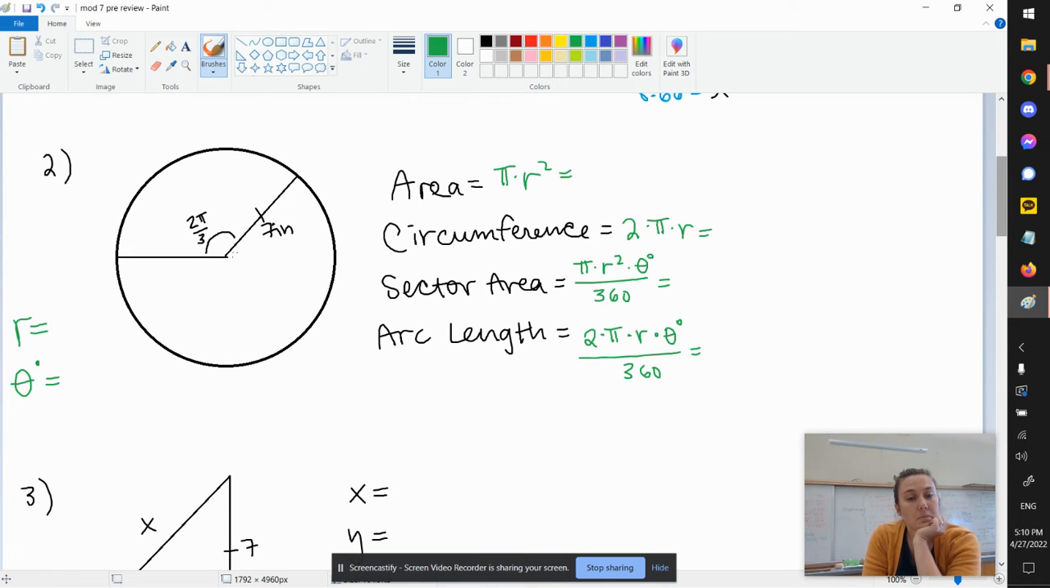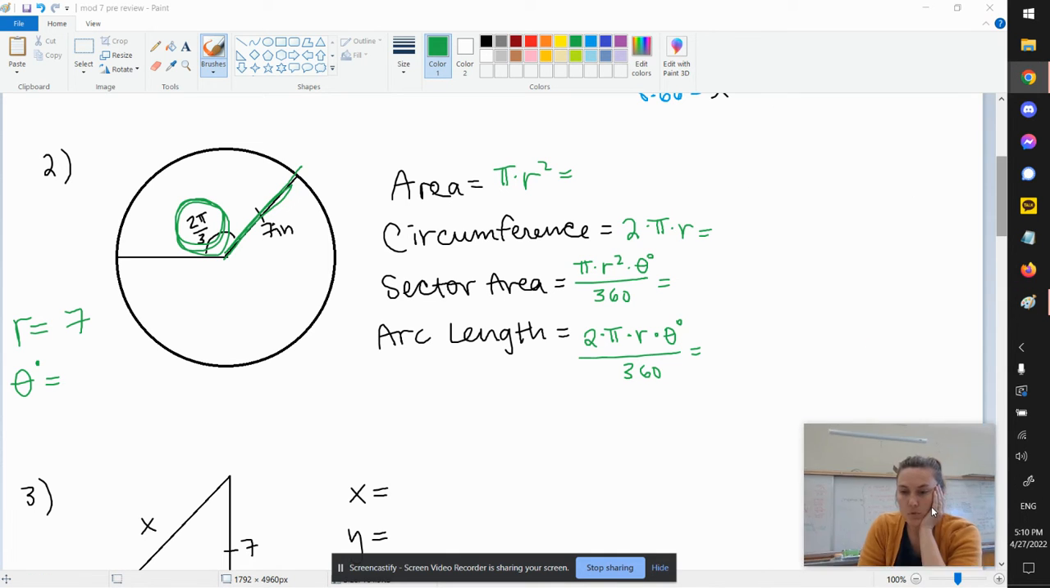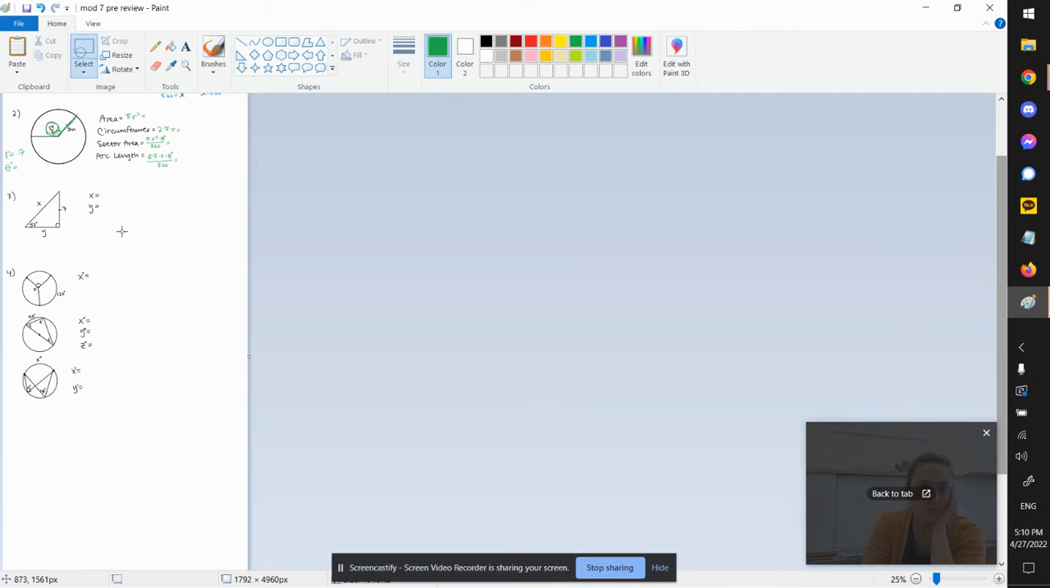Our radius here is 7. It told us our radius was 7. And our theta, we actually need to put this into degrees before we can plug it into our equations. So let me actually give it some space.